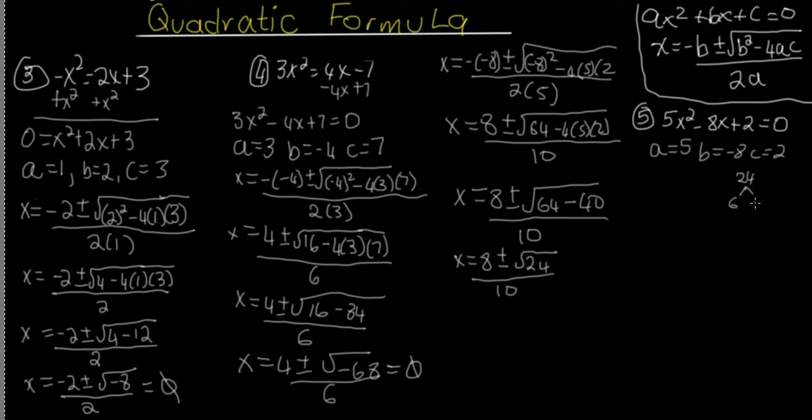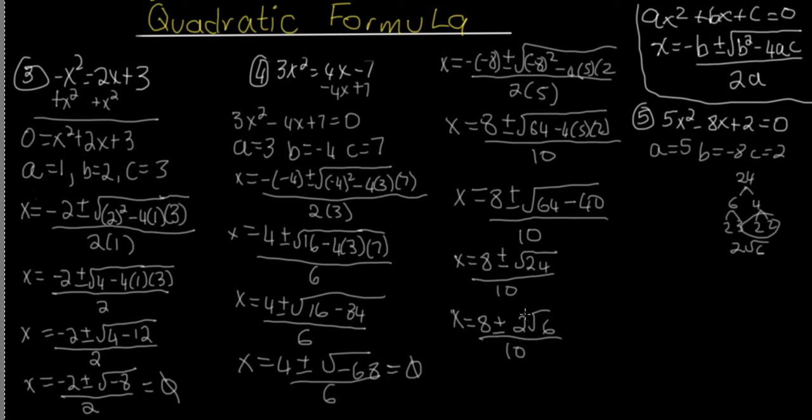That's 6 times 4. Here I have 2 times 2, and then here I have 2 times 3. Here's my set of 2. So I have a 2, and these 2 are left, so that's 2 square root of 6. So I have x equals 8 plus or minus 2 square root of 6 over 10.